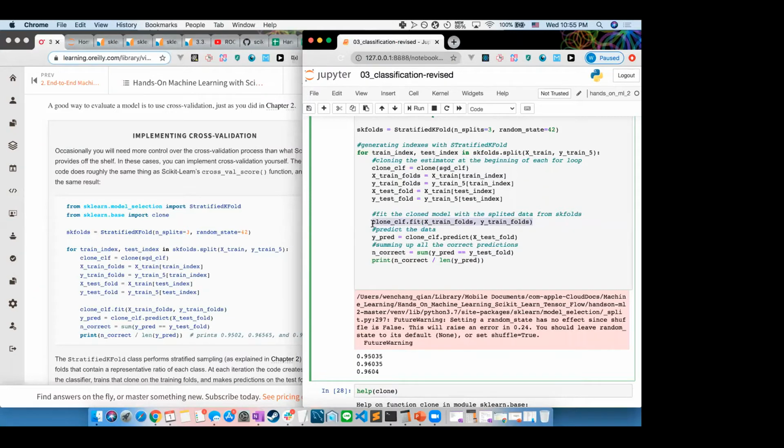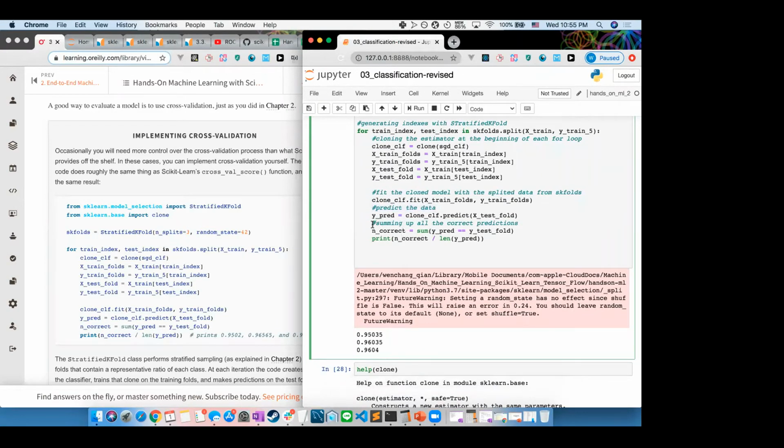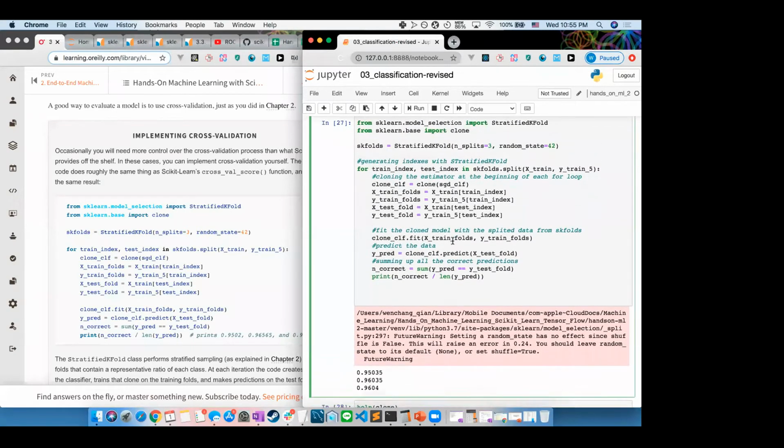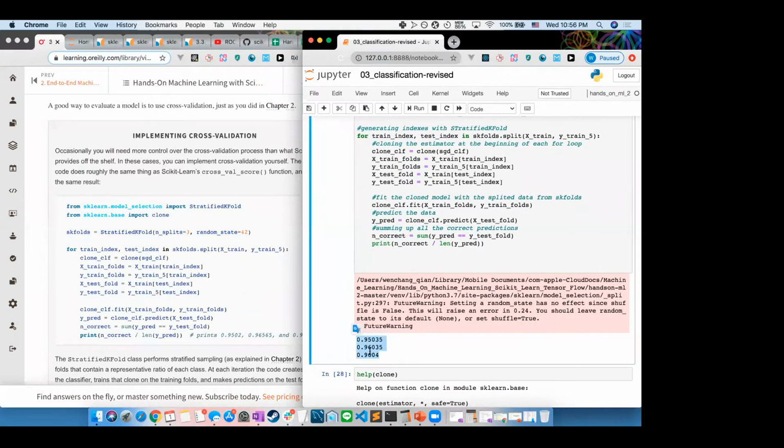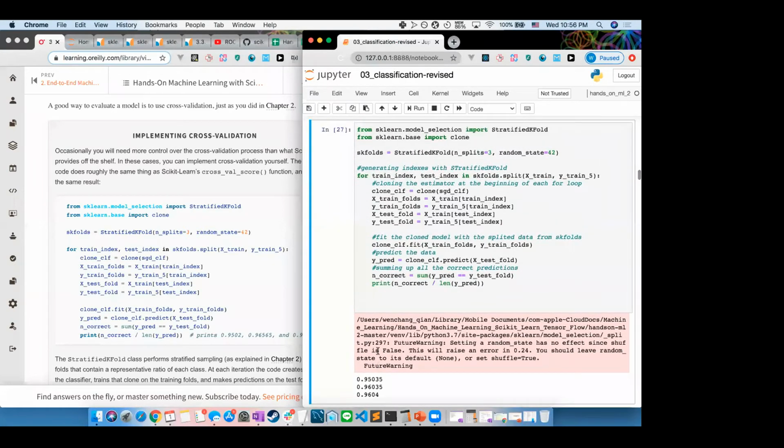Okay, so we're fitting that, predicting the data, and summing up all the correct predictions to get the accuracy, by using the number of correct predictions divided by all the predictions. We're doing 3 folds, 3 splits, so we're getting 3 scores. And as you see, we're actually improving a little bit: 0.95, 0.96, 0.96.